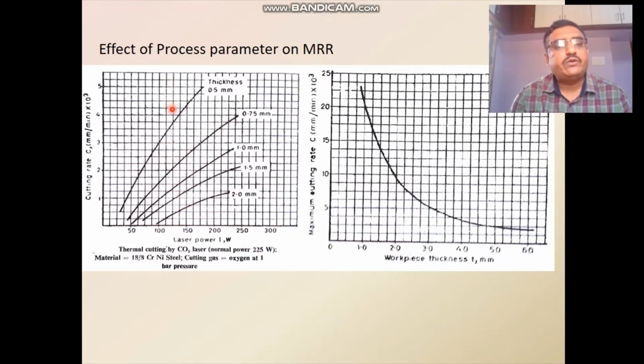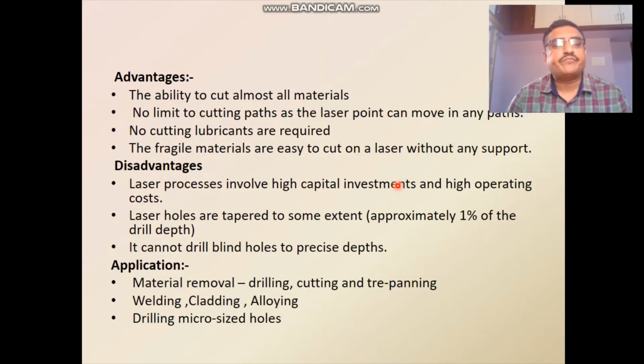For 0.5 mm thickness, this is the upper curve, and for 2 mm thickness, this is the lower curve. Whereas in another graph, you can see that if the thickness of the workpiece material is increased, the cutting rate of the laser beam also decreases, which will be shown with the help of this curve.